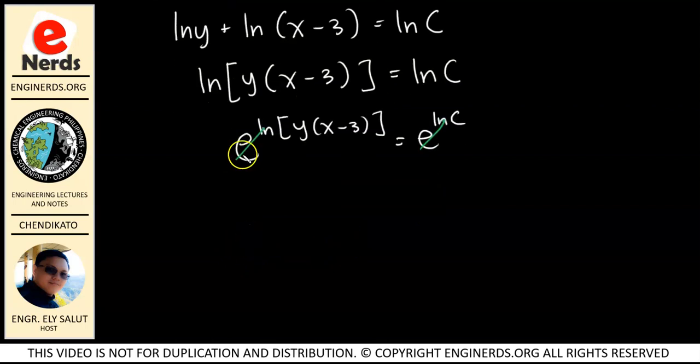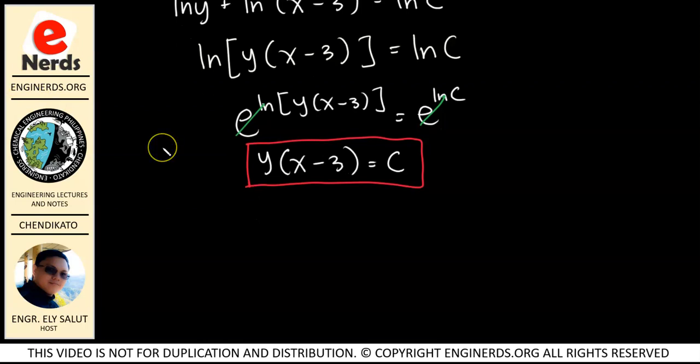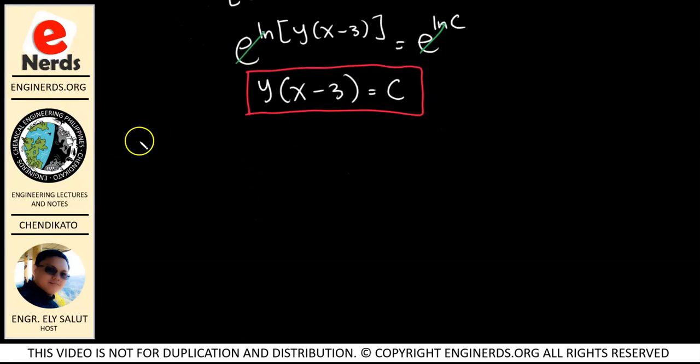Okay, so finally, we will have here y times x minus 3 is equal to c. Okay, we basically just applied yung properties of logarithm in solving our problem in here. So this is our final answer for our first problem. Okay, so now let's go to our second problem.